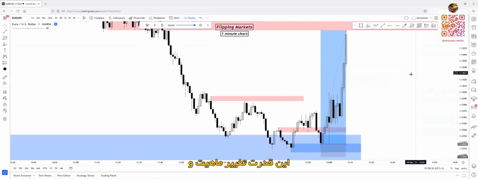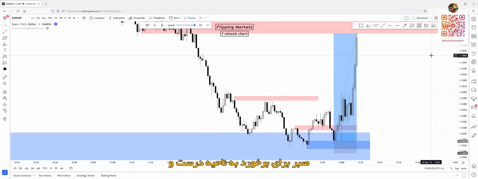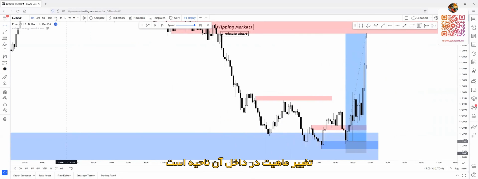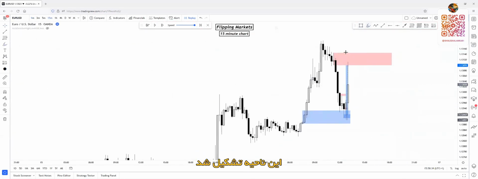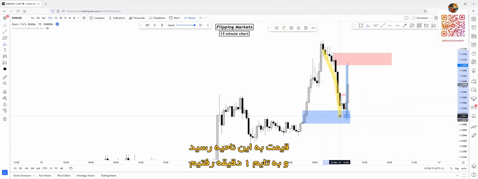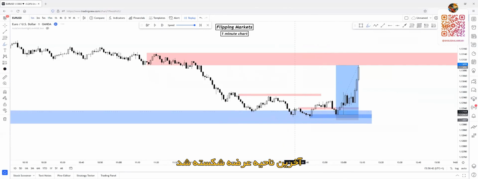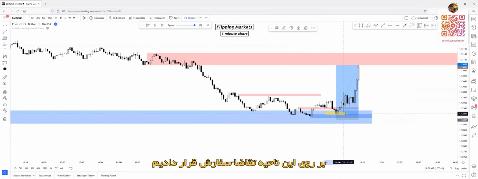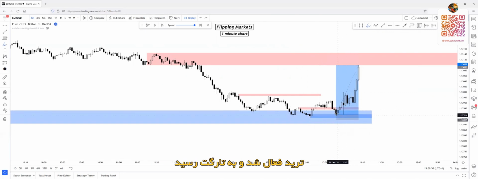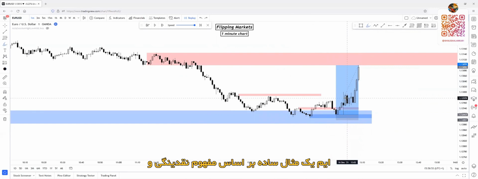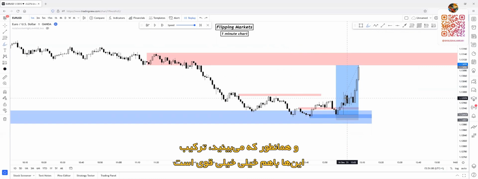This is the power of change of character and waiting for the right zone to be tapped and the change of character inside of that zone. So once more, this zone has been created. Price reached this zone, switch to the 1-minute chart, wait for the last 1-minute supply to be broken. Last 1-minute supply broken. Demand zone has formed. Limit on that demand zone, in a trade, TP hit. This is really simple, based on liquidity concepts, supply and demand concepts, who's in control concepts, and combining all of the concepts together, it will be really, really strong, as you can see.